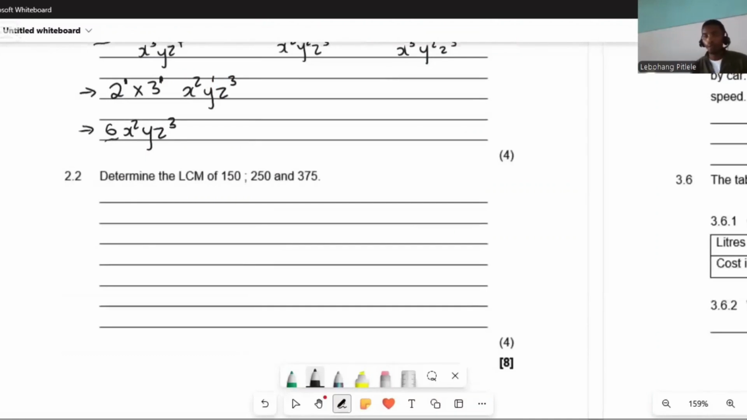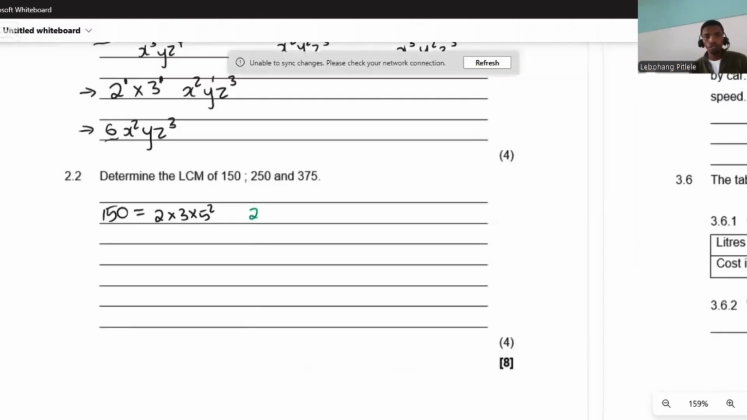That's saying determine the LCM now, right? LCM is what? Lowest common multiple, not factor. So let's again write the prime product of 150: 2 times 3 times 5 squared. And then 250: 2 times 5 cubed.